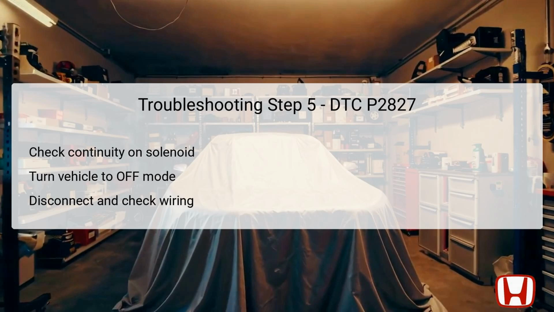For this troubleshooting step, focus on checking the continuity of the line pressure solenoid valve A, following the previous procedures. Start by turning the vehicle to the off lock mode and then remove the jumper wire used in previous tests. With the line pressure solenoid valve A 2P connector still disconnected, verify continuity between test points 1 and 2.